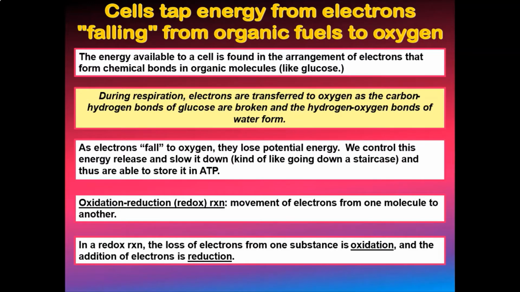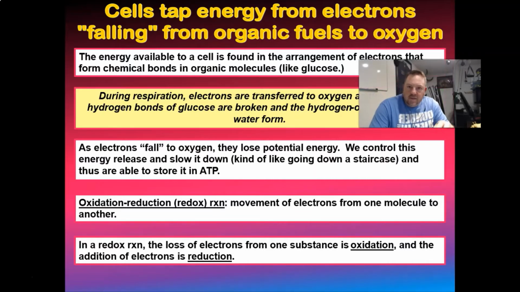So electrons are going to be transferred to oxygen as the carbon-hydrogen bonds of glucose are broken and the hydrogen-oxygen bonds of water form. So actually you're going to break down glucose this chapter and you're going to end up making water. As electrons fall to oxygen, they lose potential energy. We control this energy release and slow it down, kind of like going down a staircase, and thus are able to store it in ATP. That's a very important concept this chapter.